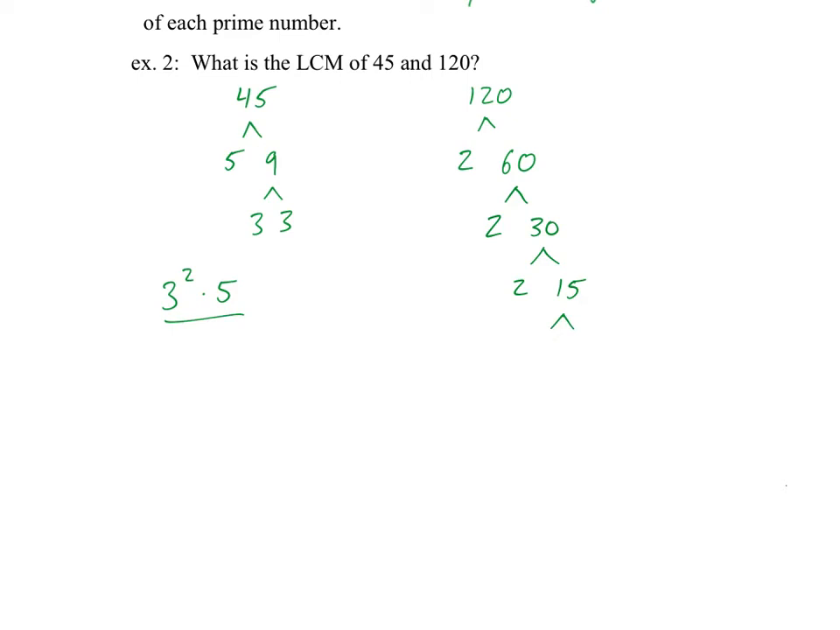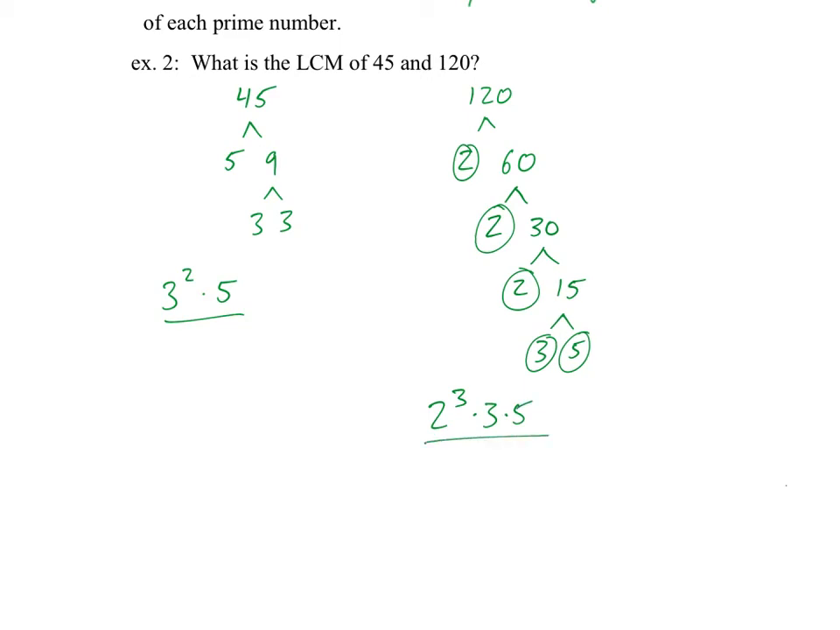Nothing like bragging and then getting it wrong, huh? 15 is 3 and 5. All right, so I have my prime factors there, and there's a bunch, so maybe I'll circle them as I go. So I have a 2 to the third, times only one 3 and one 5.